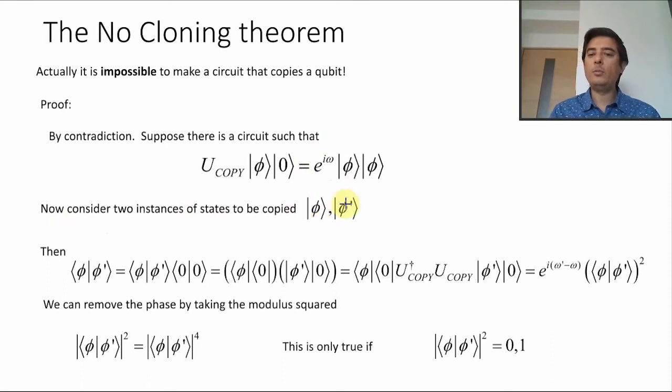Now, what we're going to do is compare two instances of states that we're going to copy. So here's phi dash, which is some different state. Let's just write down what this quantity, phi and phi dash, is. Phi inner product with phi dash is some number. It depends on what we chose, but it doesn't matter what it is. And let's just introduce a factor of 1 here. This thing here is actually just equal to 1, the inner product of 0 with 0.